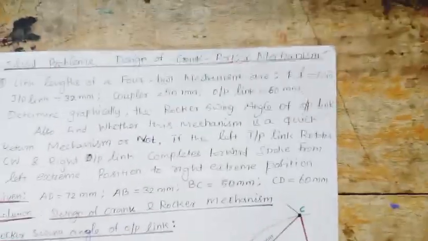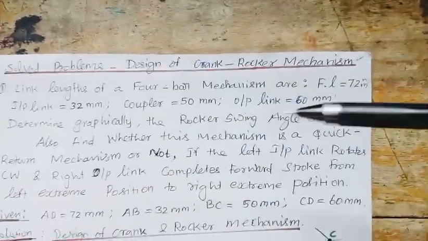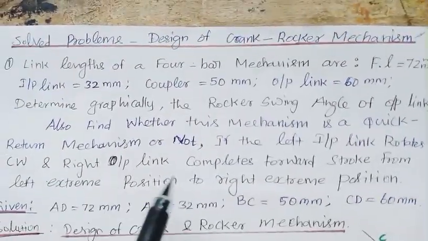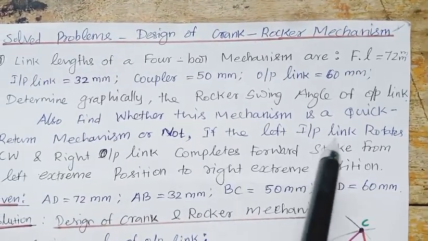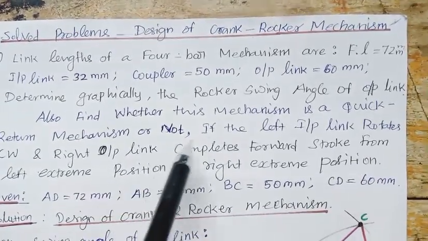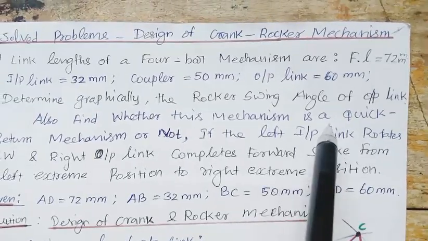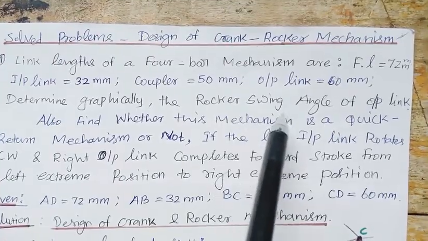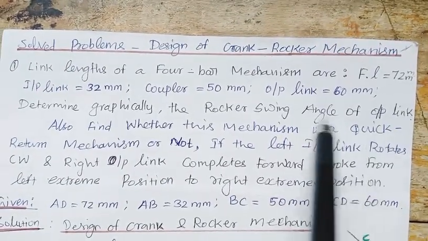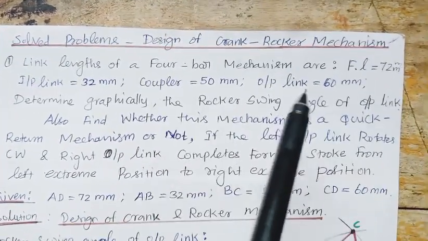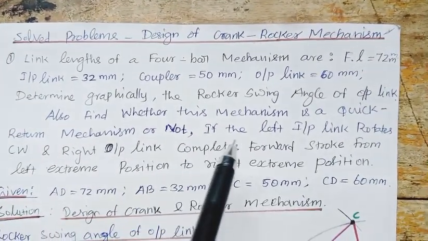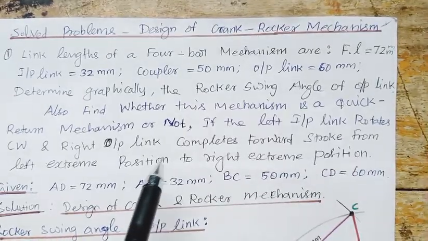Next problem related to this. So now you go through the problem. Solved problems of design of crank rocker mechanism. The link lengths of a 4 bar mechanism are: fixed link equal to 72 mm, input link crank is 32, coupler 50 mm, the output link is 60 mm. Determine graphically the rocker swing angle of the output link. So what we have to determine is the rocker swing angle of the output link. Also find whether this mechanism is a quick return mechanism or not.